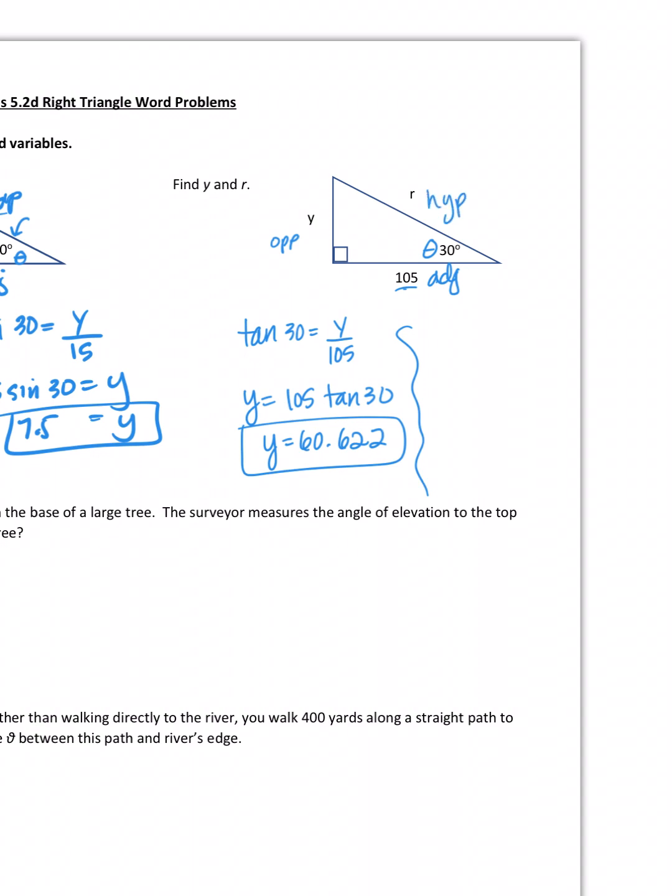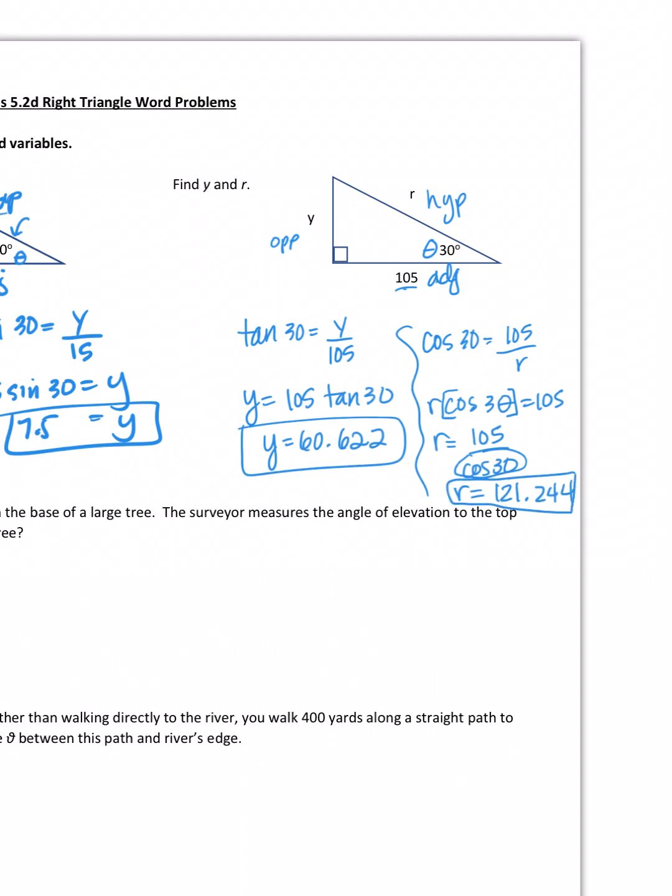Now let's find our hypotenuse. So what ratio uses adjacent and hypotenuse? That would be cosine of 30. Adjacent is 105. Hypotenuse is the unknown. So we're going to do a little more rearranging. So r cosine of 30 is 105. So r would be, if I divide both sides by cosine of 30, keep this together. So in my calculator, I would do 105 divided by the cosine of 30. And I get a hypotenuse of 121.244.